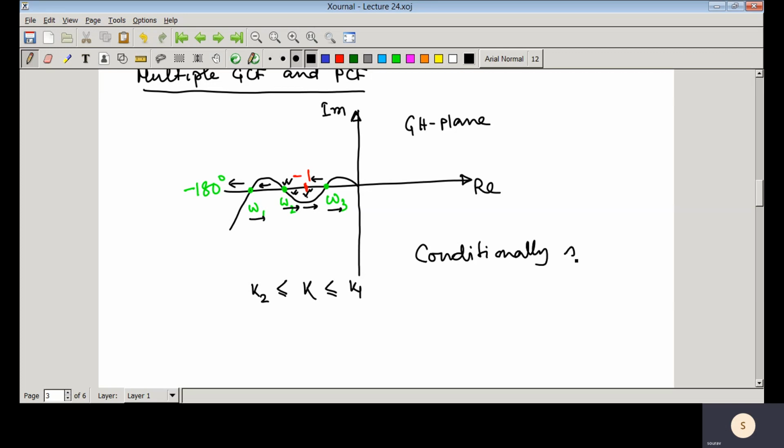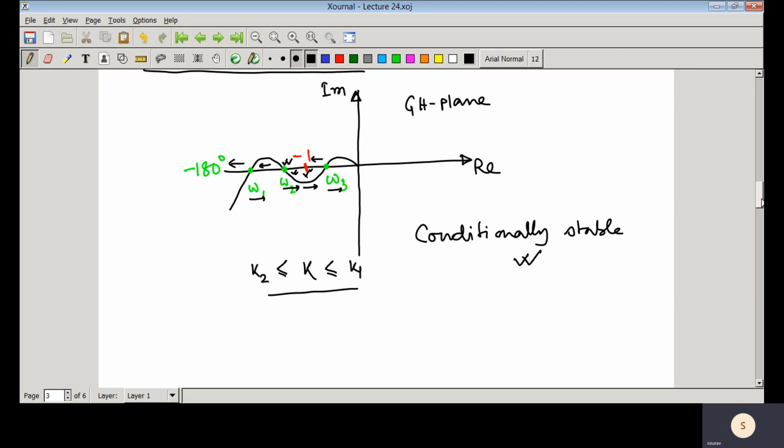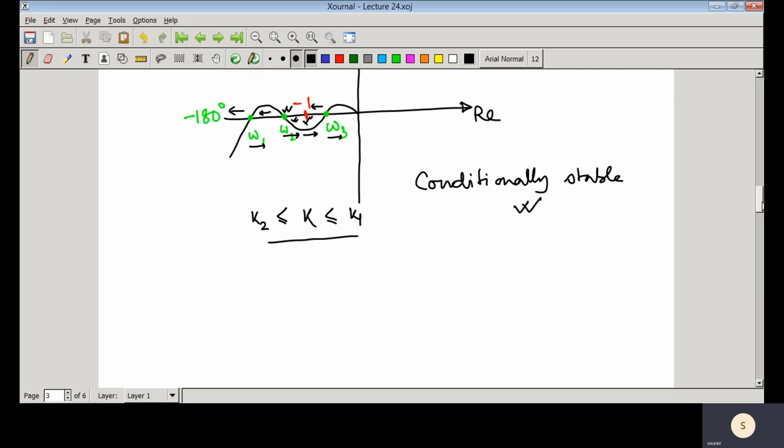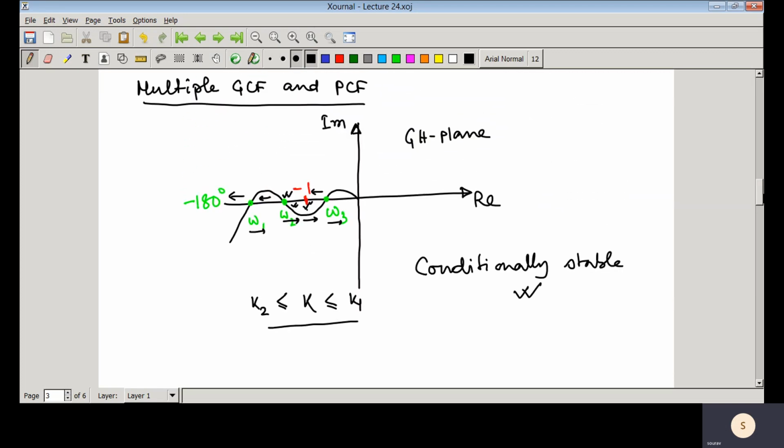So conditionally stable means we cannot increase or decrease that gain beyond some value. If we increase that gain up to infinity, in some cases it stays stable, as with a first order or second order system. But in this case, we can see that the gain can be varied only in some range, that is from K1 to K2. So this type of system is called a conditionally stable system, whenever you have multiple phase crossover frequencies.